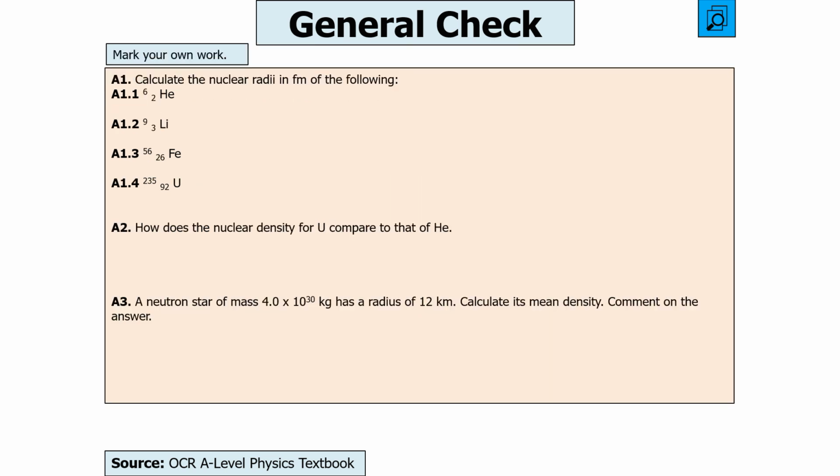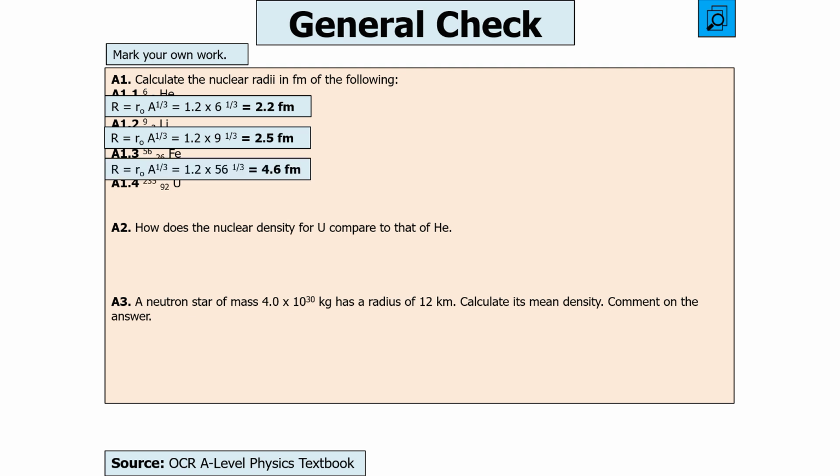Right, the equation to work out the nuclear radius is R equals R0 times A to the power of a third. So you can do R0 as 1.2 in terms of femtometers. So therefore it's 1.2 times 6 to the power of a third, where 6 is the nucleon number. So it's 2.2 femtometers. The next one 2.5 femtometers. The next one 4.6 femtometers. And the next one 7.4 femtometers.